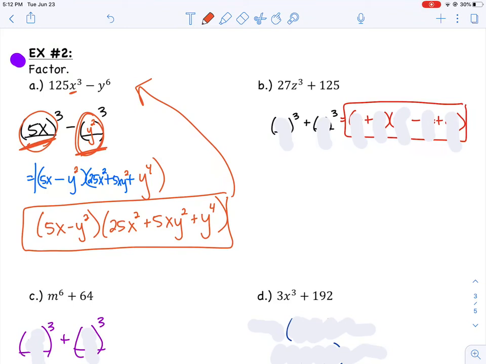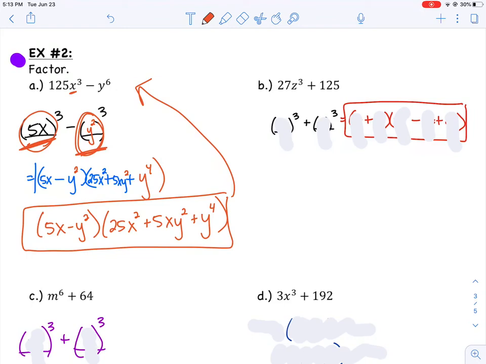All right, look at B. Is it in order? Looks like it. Is there a GCF? Is there a number I can divide evenly into 27 and 125? I don't know if there is. So let's see. It looks like there's two terms and there's a plus sign in between, so I know it's not a difference of squares. Let's see if it's a cubes problem.